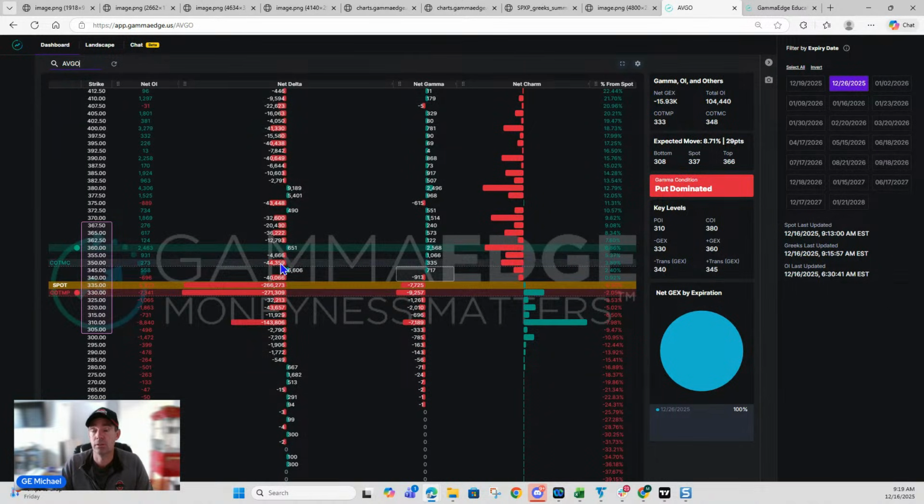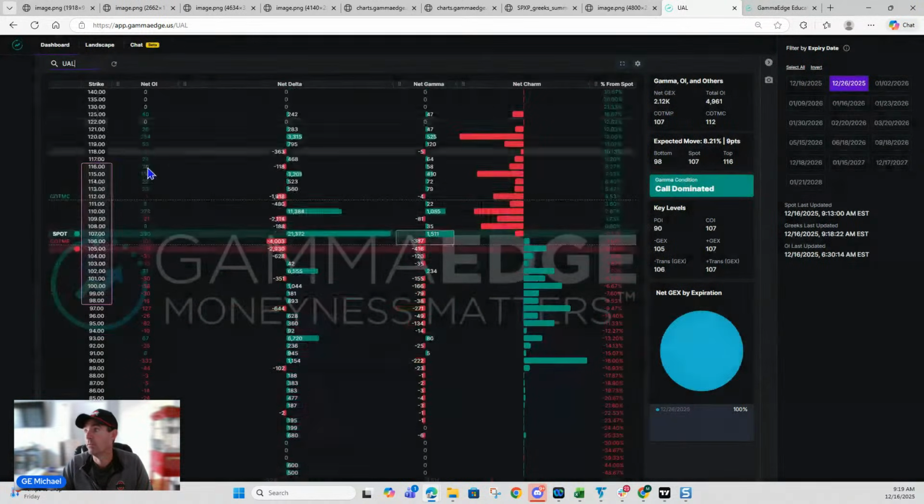You see this structure really change to red, put dominated, negative net delta, significant charm headwinds overhead, supportive down into this area, but a weak structure on AVGO after this expiry. And you're within the overall transition, so it's going to be difficult for price appreciation. So we'll look at UAL for the end of month expiry.